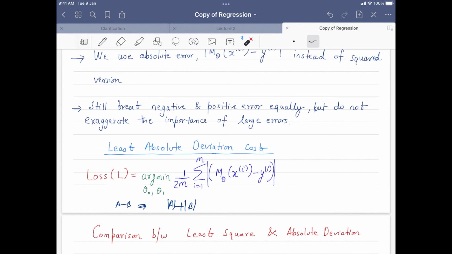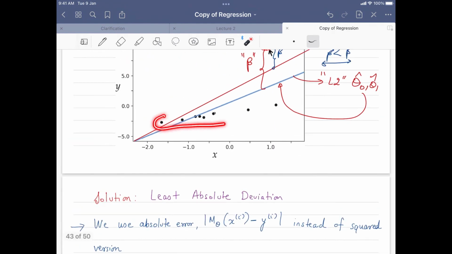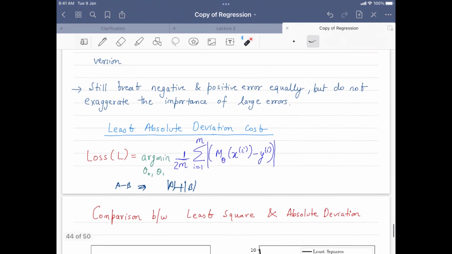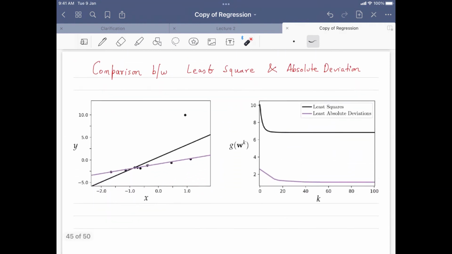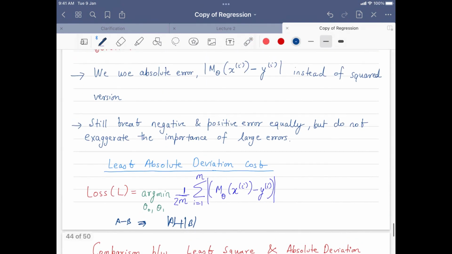So what will happen now is it will stop giving importance to the large errors, because you are not squaring, right? Even though the error is large, it will not be given the same importance. It will be given less importance compared to the errors made by this one. So if you compare these two cost functions, this is the line fit with this loss function.